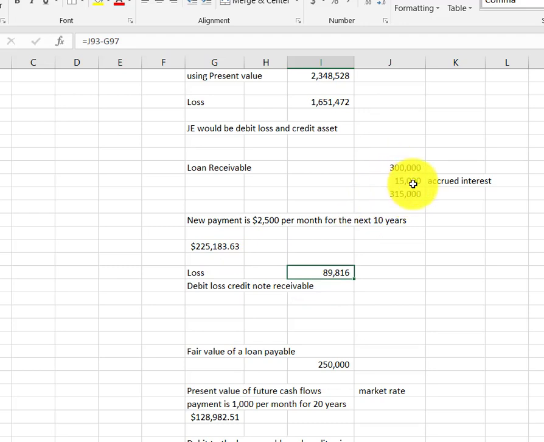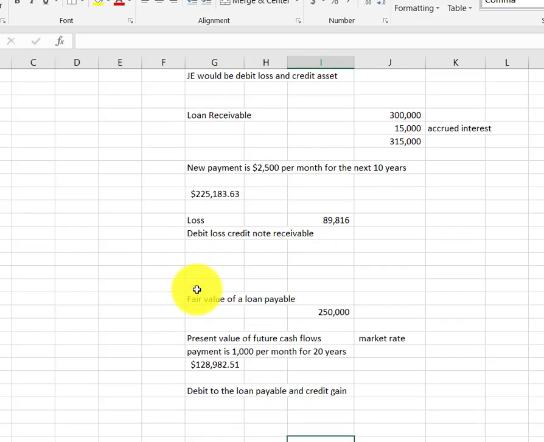Our loss then is the difference between the $315, make sure you include the accrued interest, and the $225, or $89,816. Debit loss, credit note receivable. So that is how the bank would look at that, review that, and record the loss.